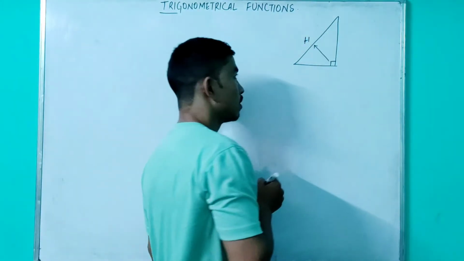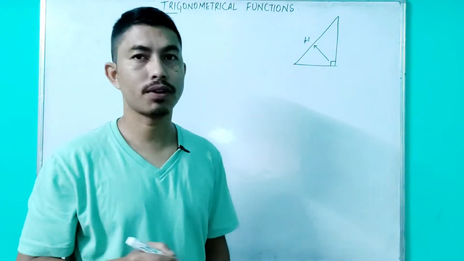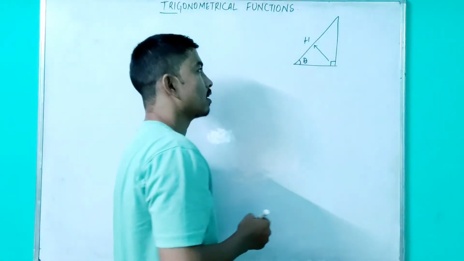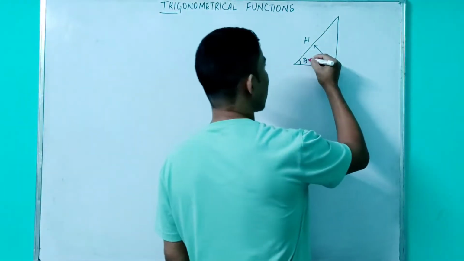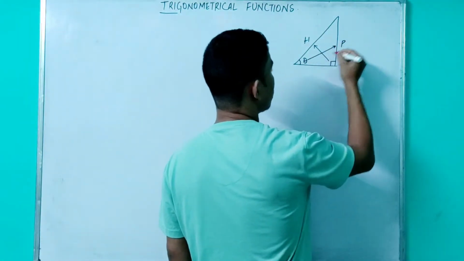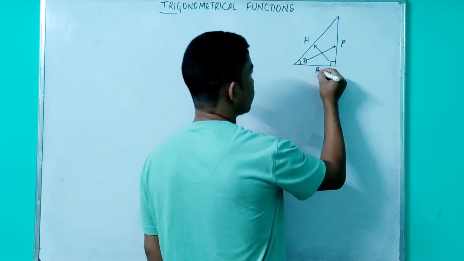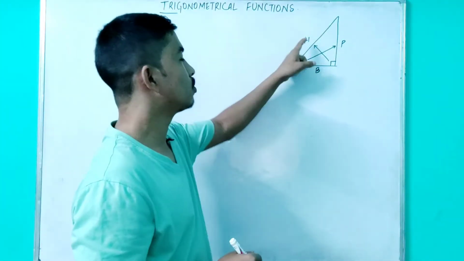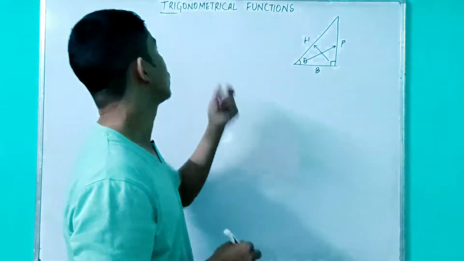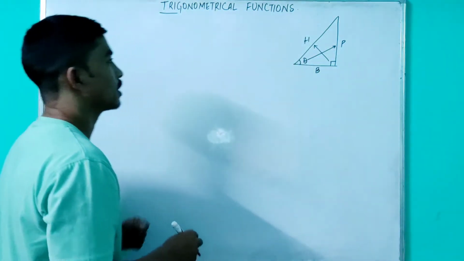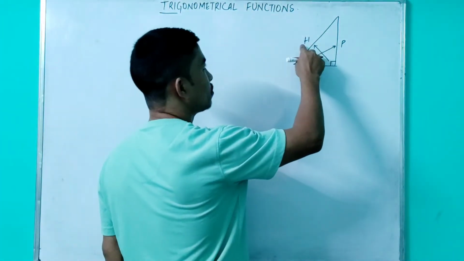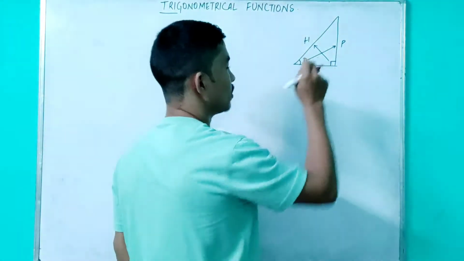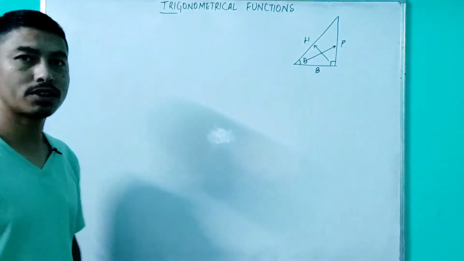Now I consider the angle of reference. Suppose I take this angle as the angle of reference, then the side opposite to the angle of reference is known as the perpendicular and the remaining one is the base. So now we have three sides in a triangle, and the ratio of any two of these sides is known as a trigonometric ratio. I can divide perpendicular by hypotenuse, base by hypotenuse, or perpendicular by base. That ratio itself is a trigonometric ratio.